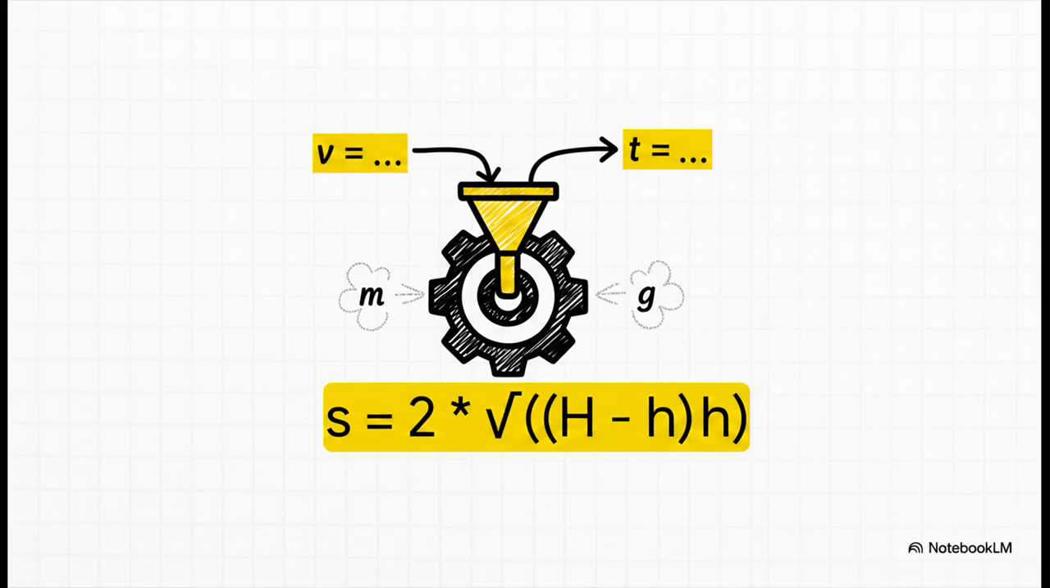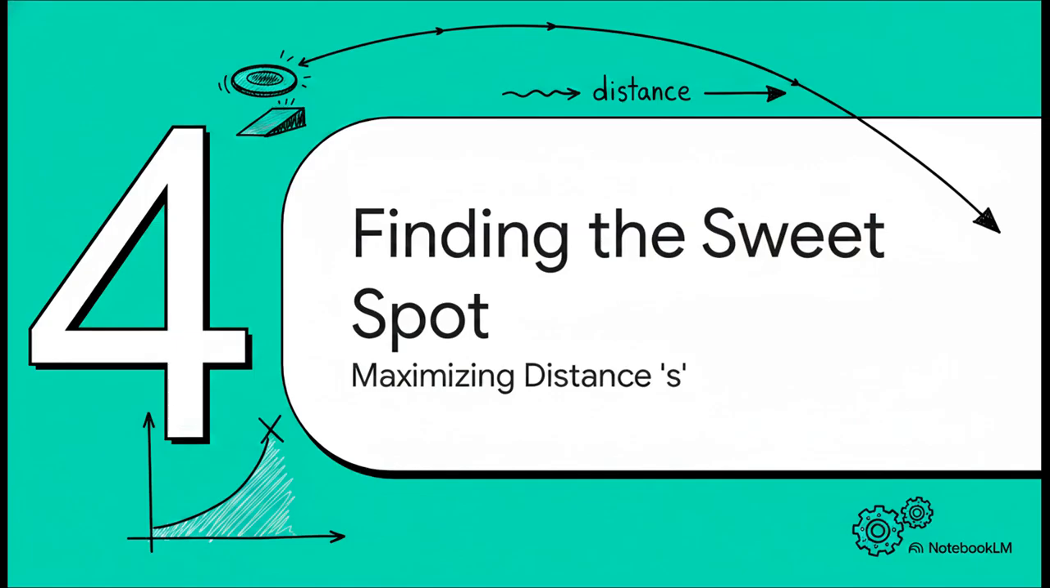This is exactly what we need. And this brings us right to the heart of it all. We've got the formula that tells us how far the disk will fly for any launch height we pick. But we don't want just any distance. We want the biggest one possible. We want to maximize s. So the question is, what value of h makes that happen?